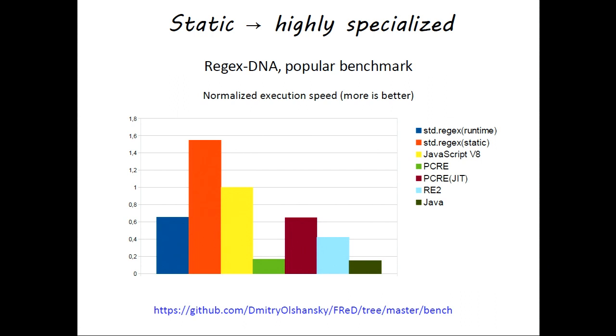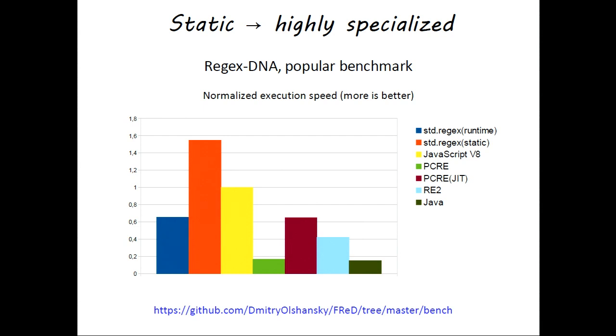So here are some results. This is the so-called regex DNA benchmark. I haven't designed this benchmark; I took it from the Computer Language Benchmarks Game, a popular language comparison toolkit. What it does is search for a number of patterns in DNA. DNA here is something like half a gigabyte of A, T, G, C, and so on characters.